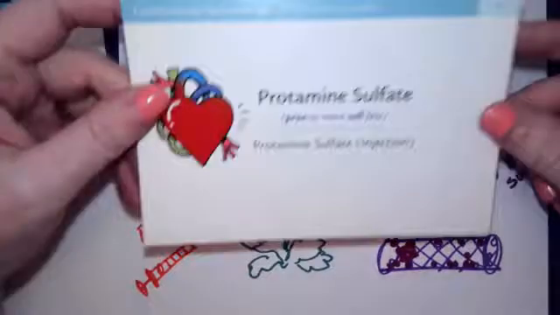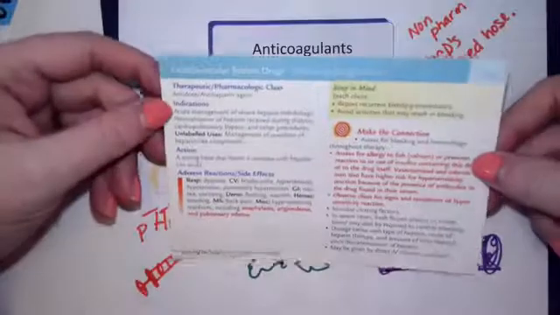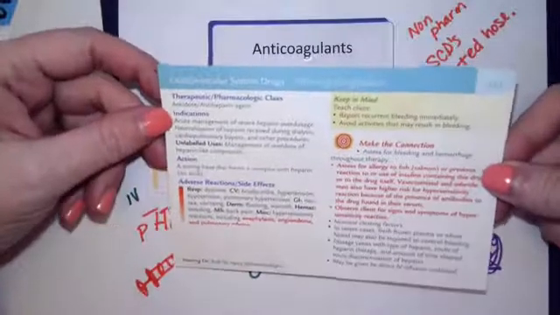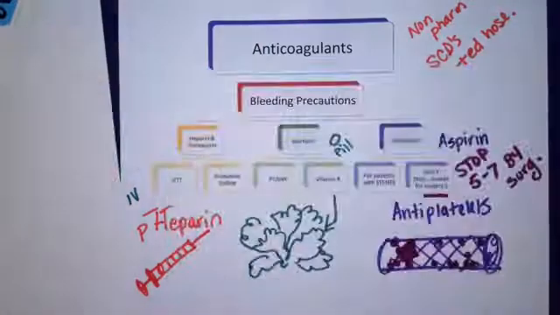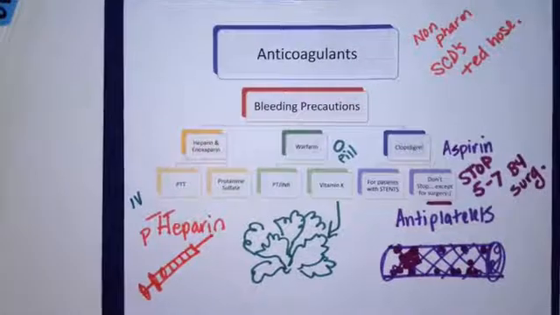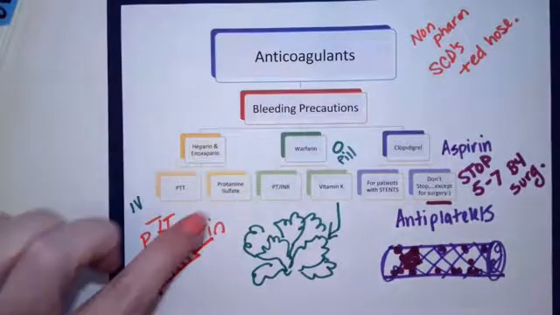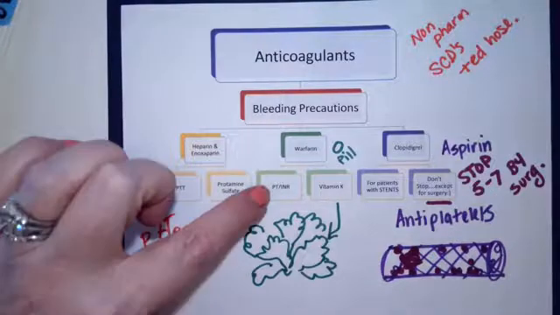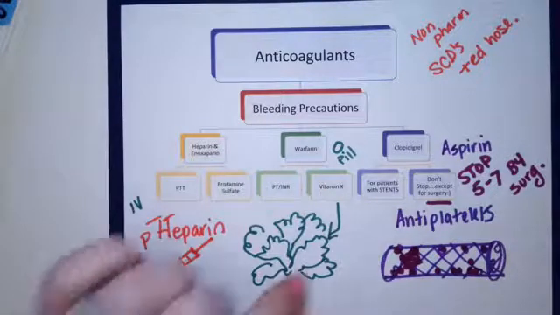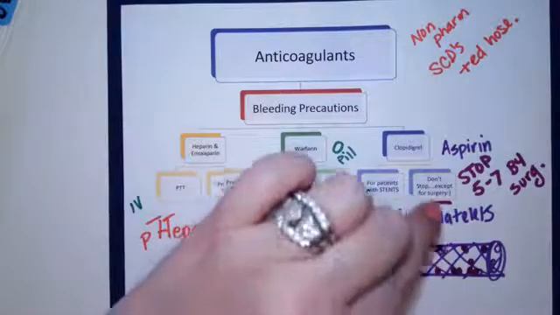And then finally, protamine sulfate. I have a little card for that. This is the antidote, remember, for heparin. I thought I'd show that to you, but I hope this little chart kind of helps you keep them straight. So heparin, PTT, protamine sulfate. Warfarin, PTINR, vitamin K. Clopidogrel for stents. Do not stop taking it unless you're having surgery.